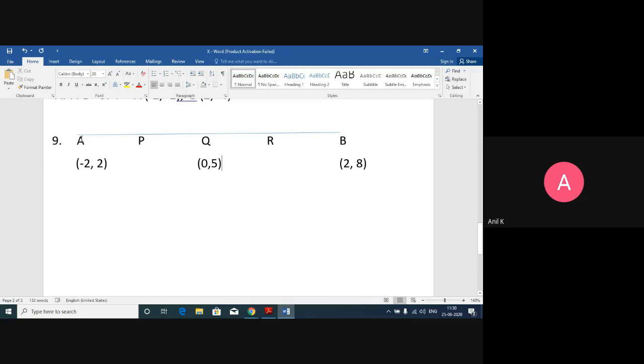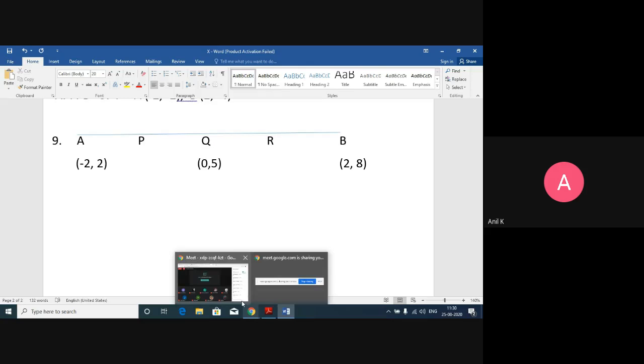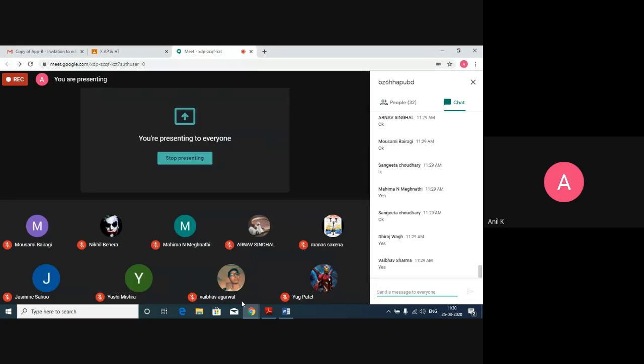Now apply the midpoint formula again on AQ. Take A as x1, y1, Q as x2, y2, apply the midpoint formula. That will give you the coordinates of P. Now, the third time, you take Q as x1, y1, B as x2, y2, then apply the midpoint formula to get the coordinates of R. Okay. Whether it is the section formula or the midpoint formula, you have to apply it thrice. No option.